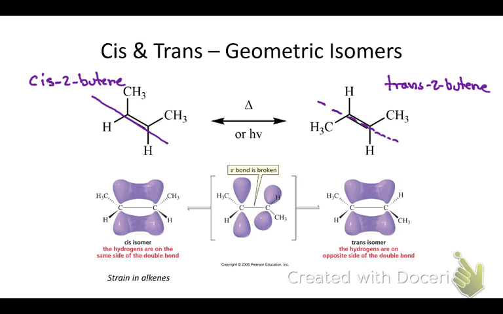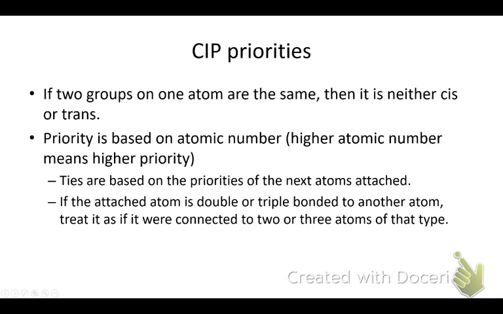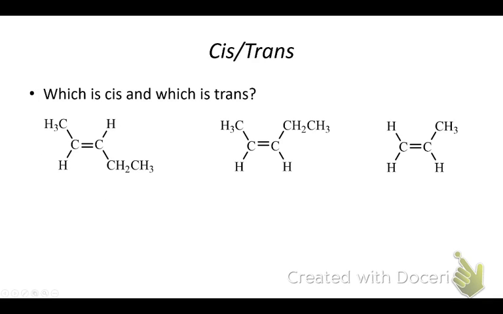Okay, we practice cis and trans. So we'll call this A, B, and C. I always forget to add letters, so I'll make it easier. A, B, and C. What is A? Trans.